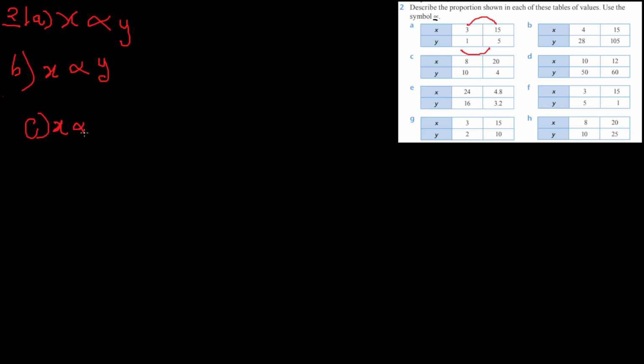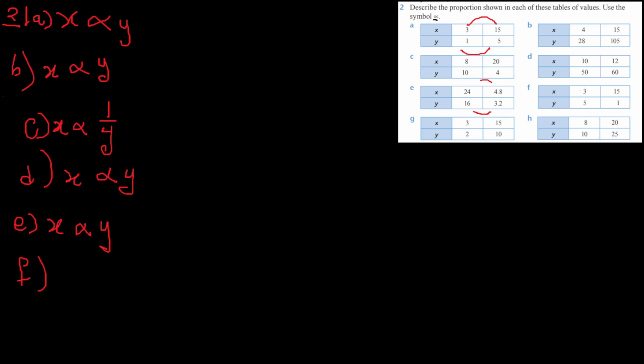So we just do this. And the next one, it's number D. At 10 to 12 increases, y 50 to 60, it increases. So we just write x is proportionate to y. We do the same thing for the other ones. We can see this decreases and this decreases as well. So this is proportionate.